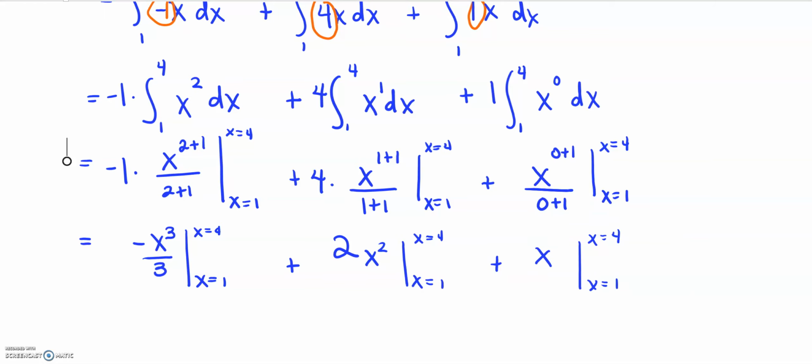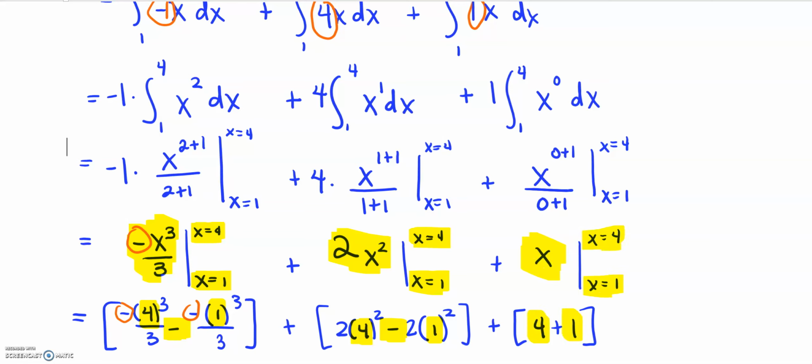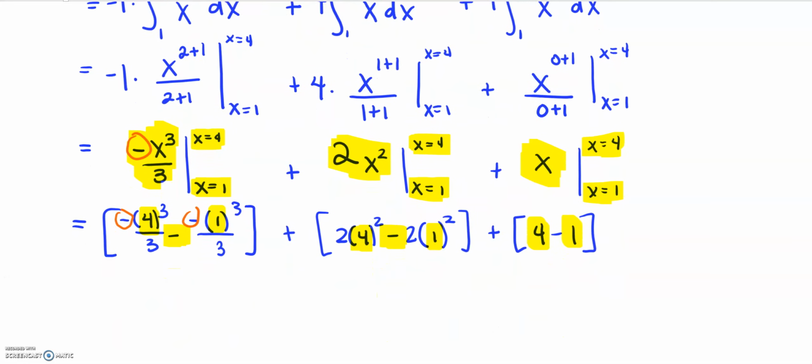So now we'll just evaluate with our limits of integration. I plugged in x equals 4 and x equals 1 into our first term, being very careful about the negative because then we subtract those terms. So we'll end up with a double negative later. So watch out for that. And then in our second term, I evaluated a 4 and a 1 and subtracted the results. And in our last term, I evaluated a 4 and a 1. And oops, I need to subtract those results, not add. There we go.